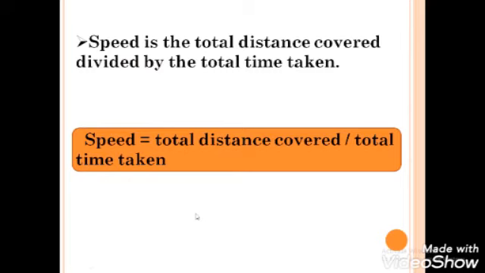Okay. So, speed is the total distance covered divided by the total time taken. Or we can say that distance covered by an object in a unit time is called what? Speed. So, speed is equal to total distance covered divided by total time taken. This is the equation. So, we can determine the speed of a given object once we can measure the time taken by it to cover a certain distance.